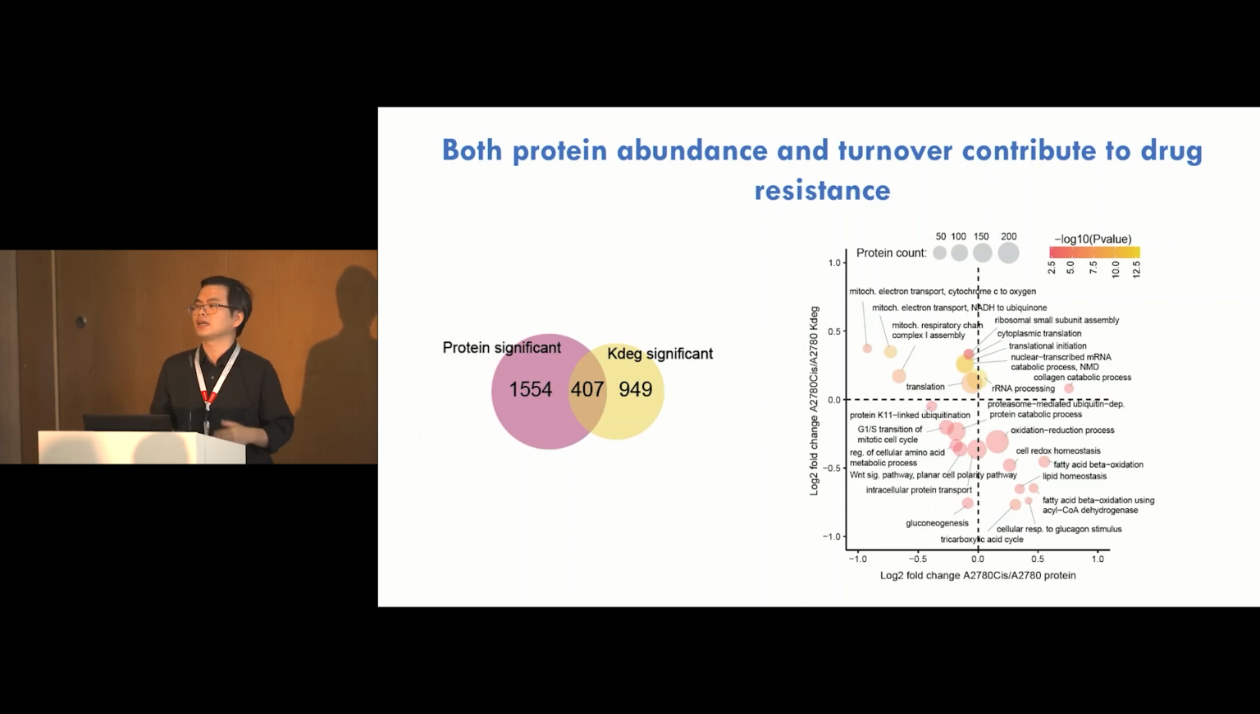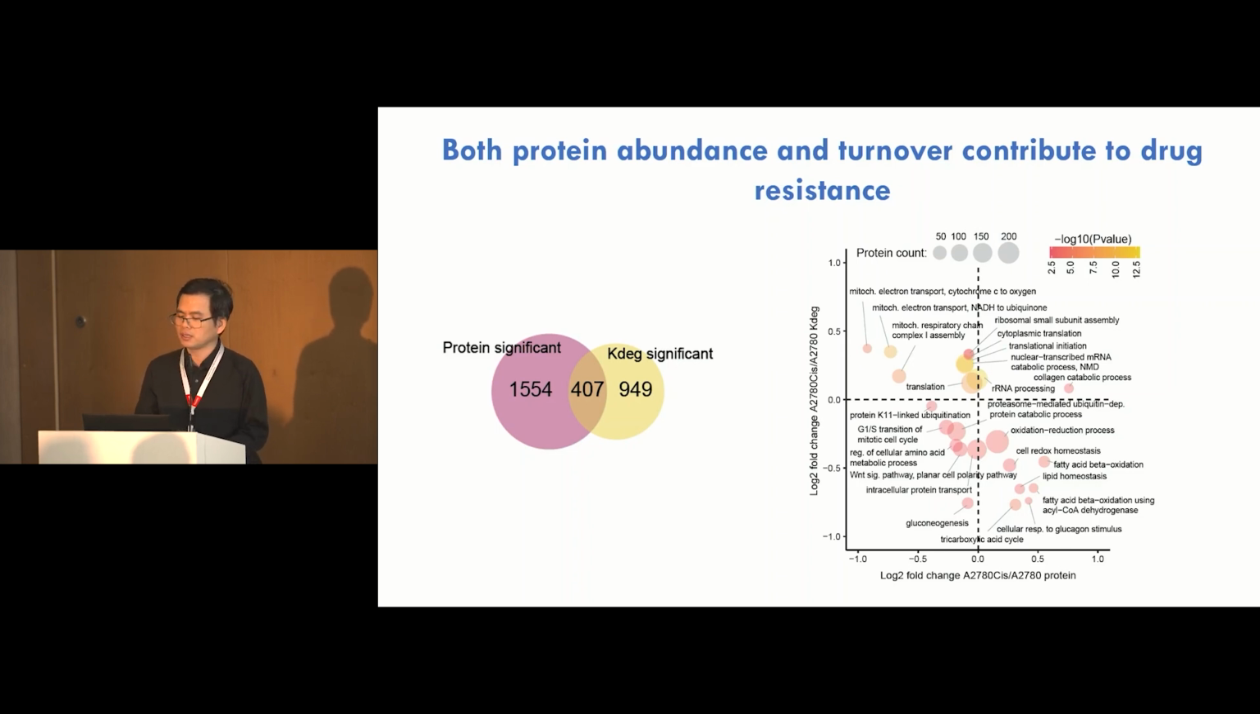If you use a volcano plot and the general statistical cutoff, you can see that the profiling at the protein level and the degradation level can be quite complementary. We are also very happy with this 2D enrichment functional analysis, where you can see a slightly negative correlation between the protein fold change and the degradation fold change between these two cell lines.